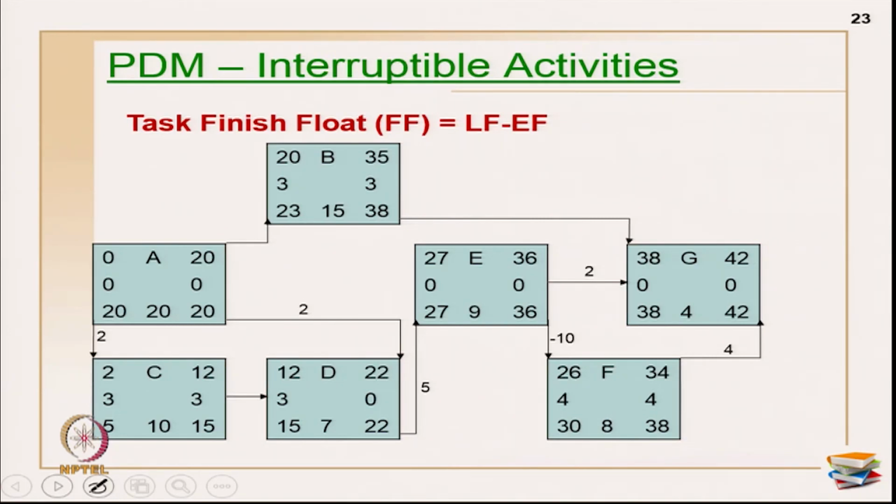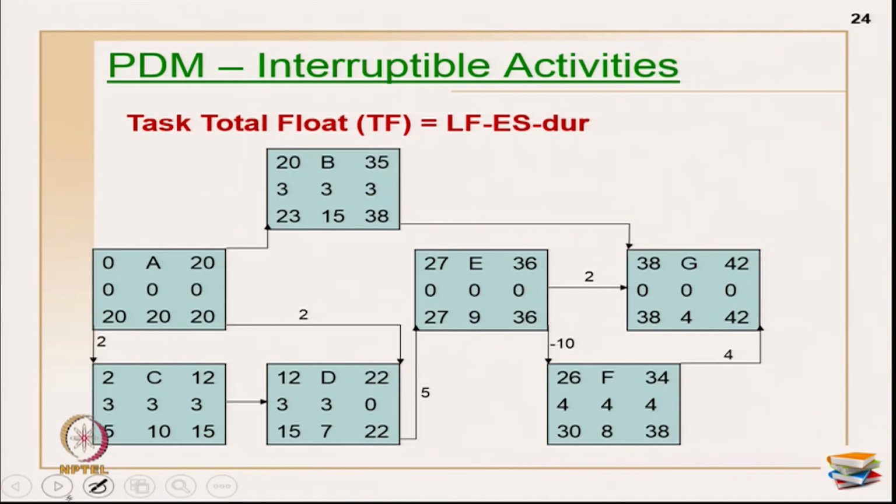Which is given by late finish minus early finish. So, 20 minus 20 is 0, 38 minus 35 is 3, 36 minus 36 is 0, 15 minus 12 is 3, 22 minus 22 is 0, 38 minus 34 is 4, 42 minus 42 is 0. If you see the finish portions, finish of A is critical, finish of E is critical, finish of D is critical, and finish of G is critical.